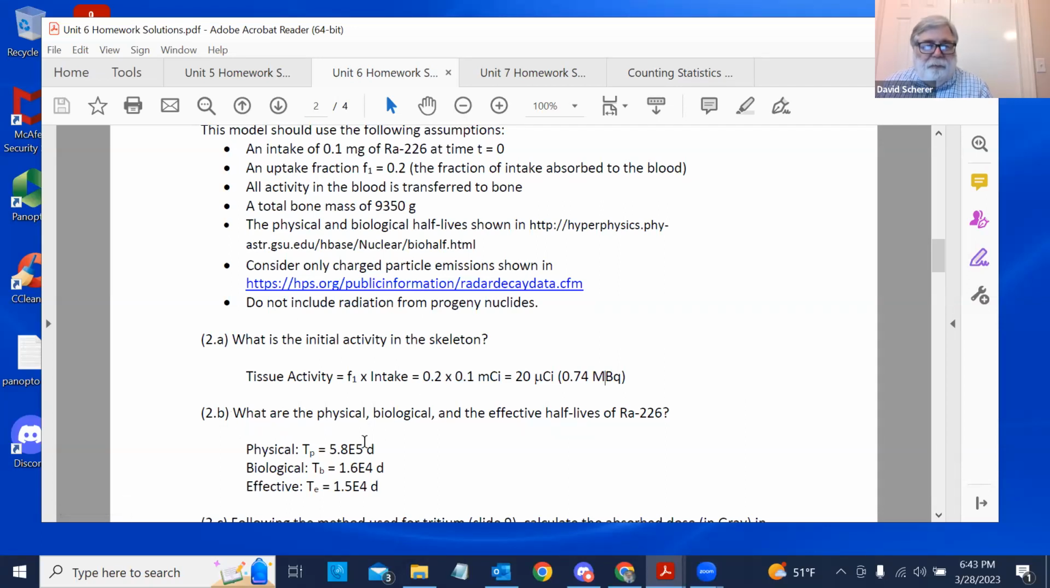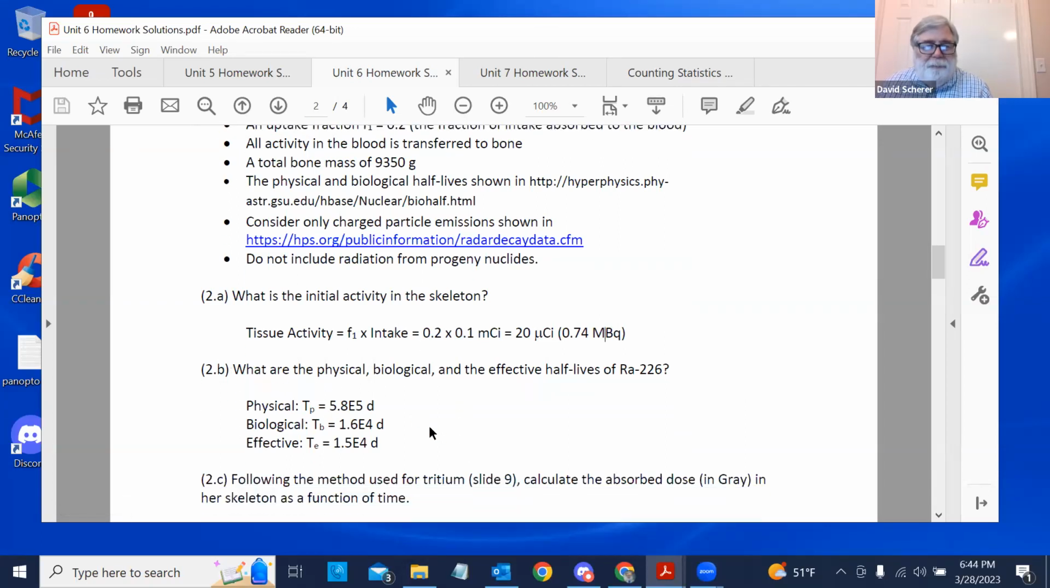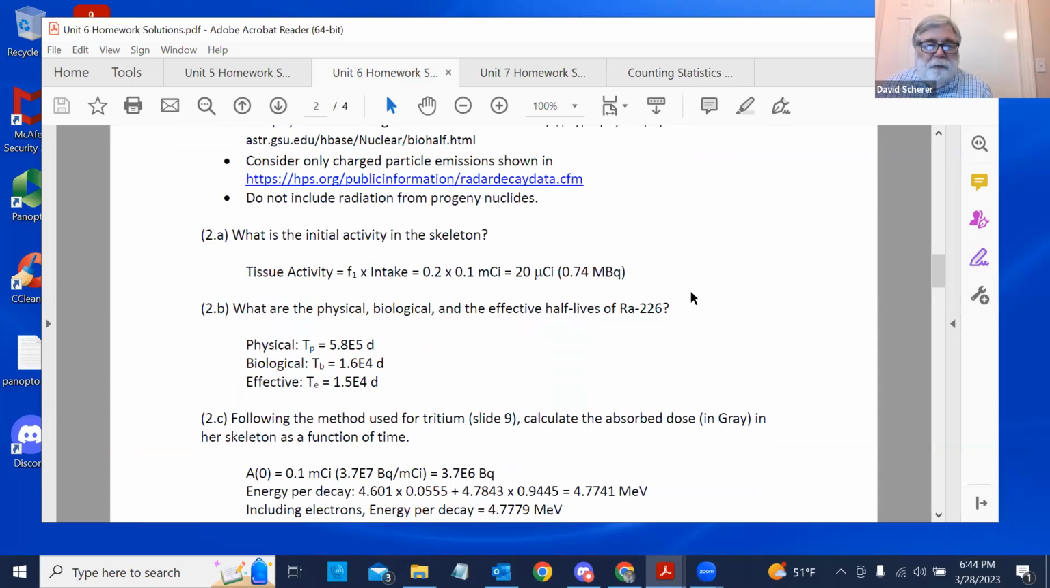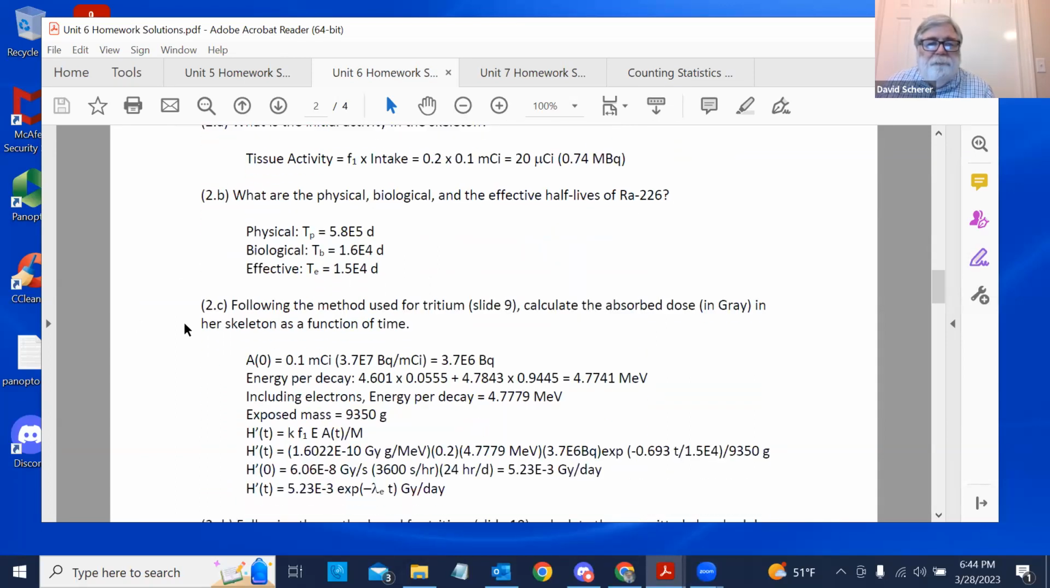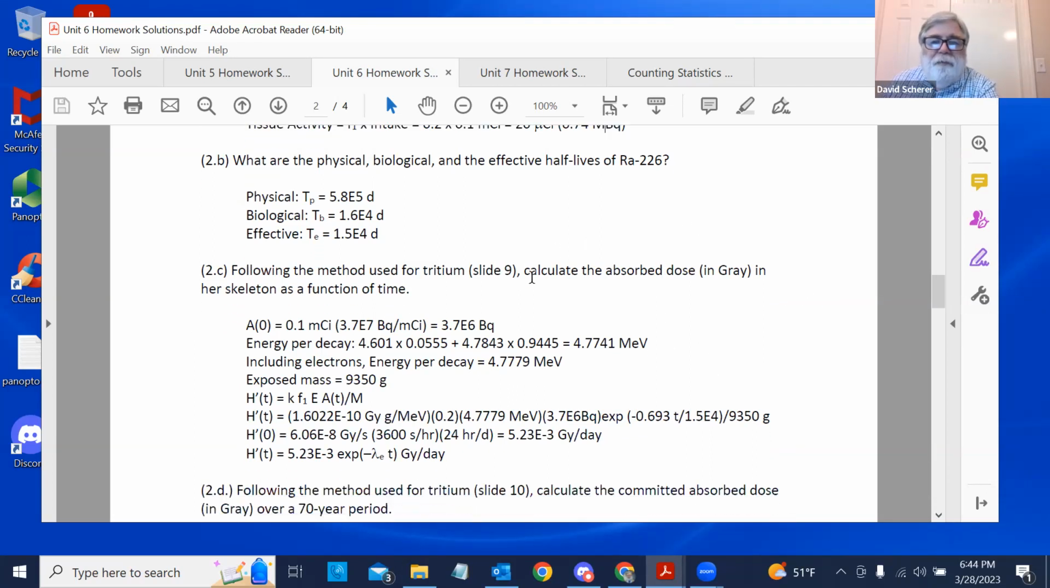These are the half-lives that we were asked to use. It's a matter of looking them up. I think everybody pretty much was able to follow the link. Now, the question is, calculate the absorbed dose in the skeleton as a function of time. This is not really absorbed dose. This is an absorbed dose rate as a function of time. It's a misnomer. I should have corrected this.